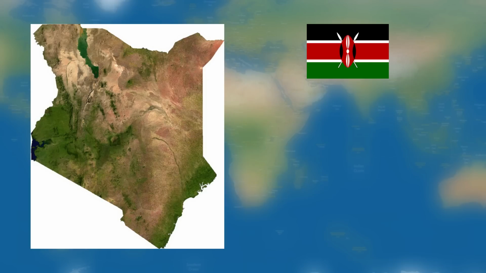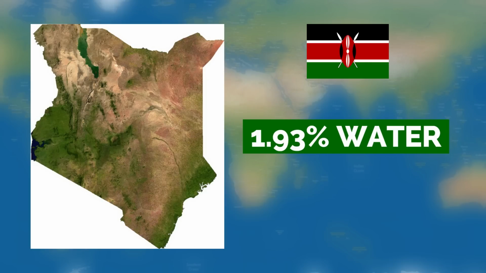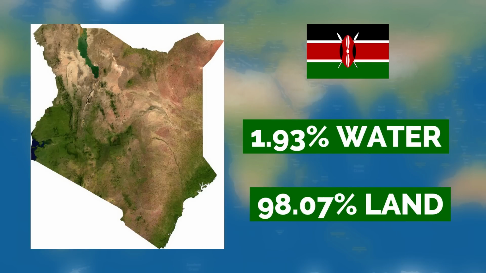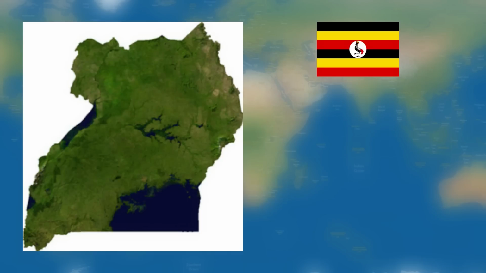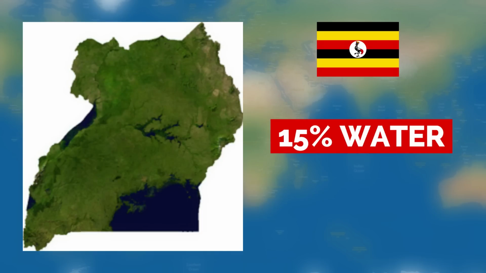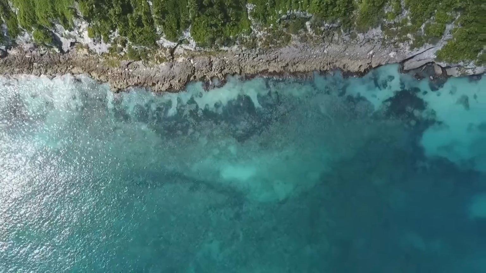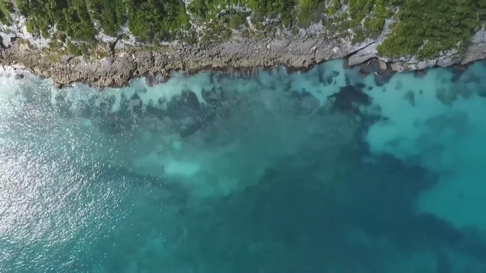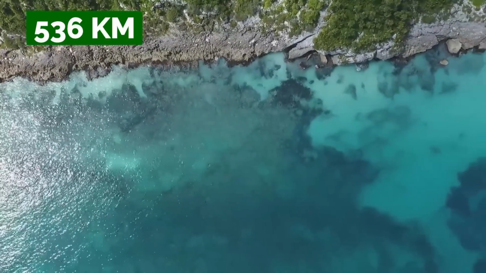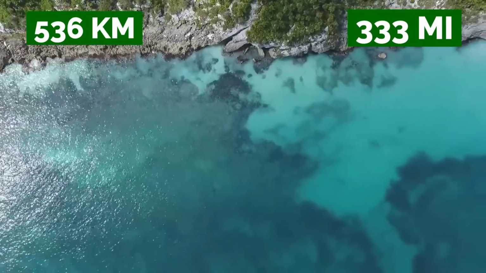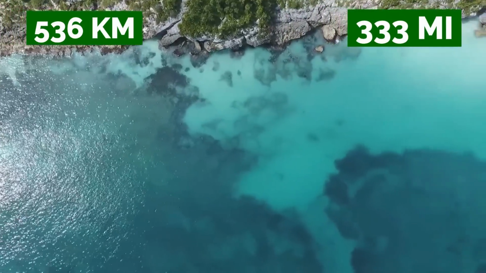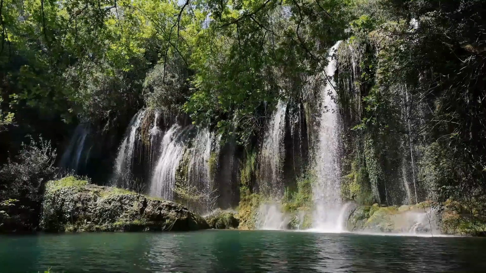Kenya's territory consists of about 1.93% water and 98.07% land. Uganda's territory consists of about 15% water and 85% land. Kenya has a considerably longer coastline than landlocked Uganda with a total of 536 kilometers or 333 miles along the Indian Ocean compared to Uganda's complete lack of coastline.